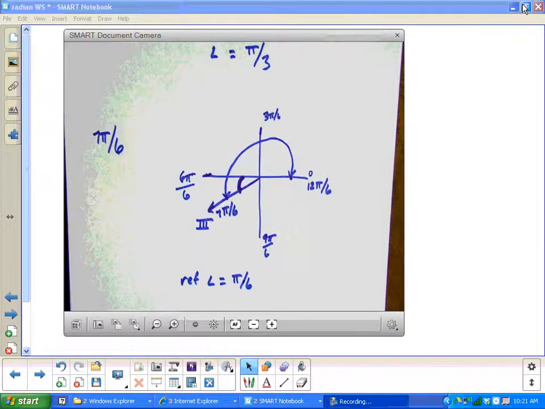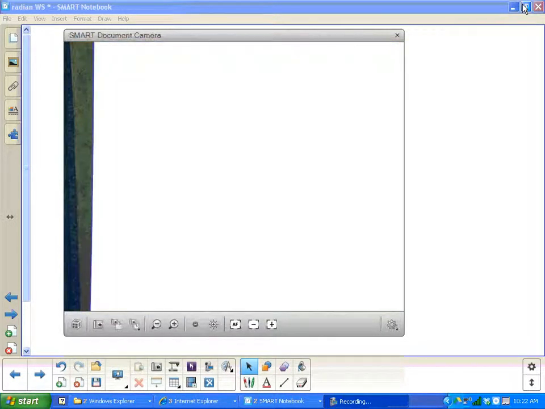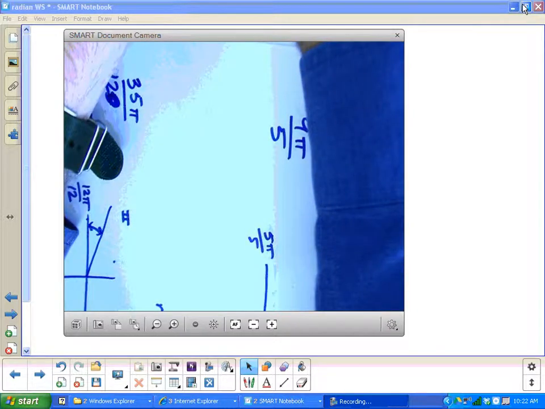Let's try 8 pi over 5. Get some more paper. All right, now what did I say I forgot? Okay, 8 pi over 5. All right, let's do that.